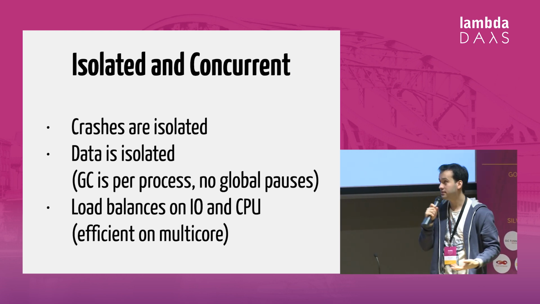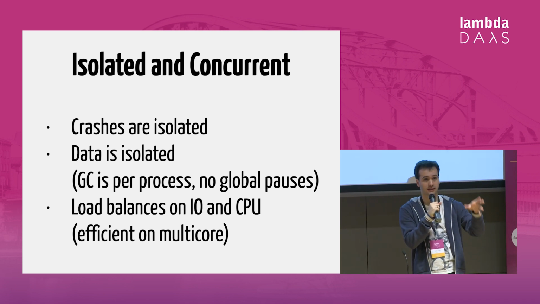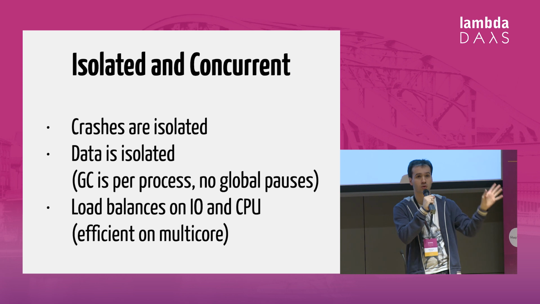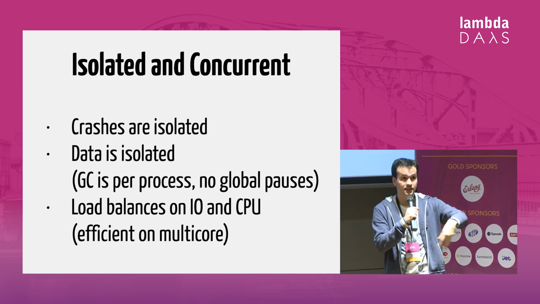And what this means is that the garbage collector is per process, right? We don't have a stop-the-world garbage collector. We don't have a point where our garbage collector is going to say, hey, I need to stop everything that's running so I can do garbage collection, right? That doesn't happen. And this really matters because if you're using other platforms, right?